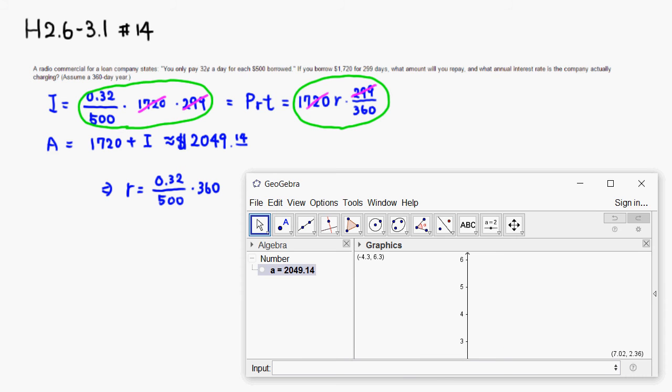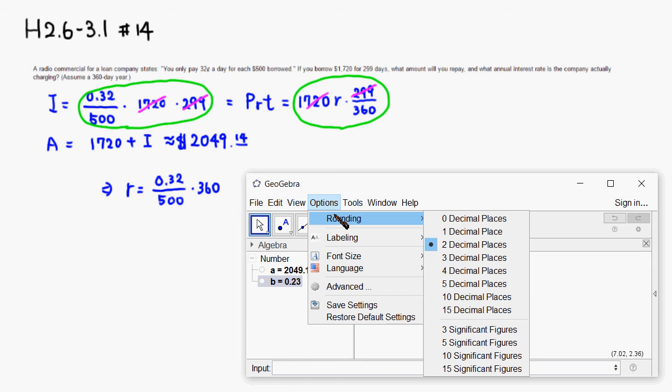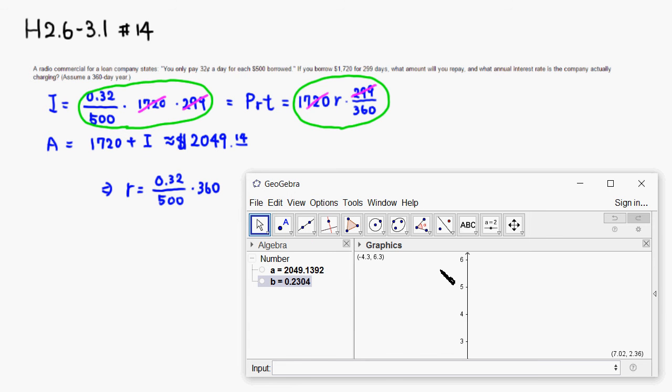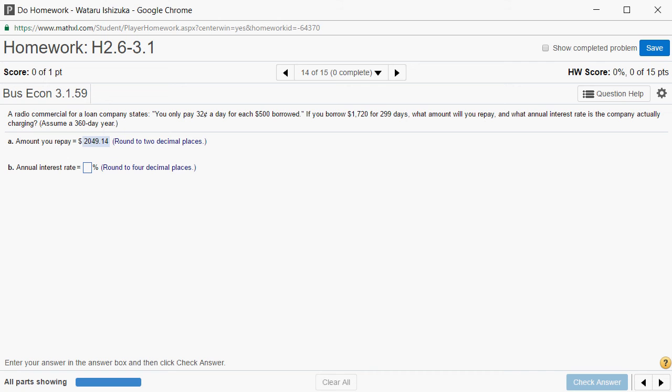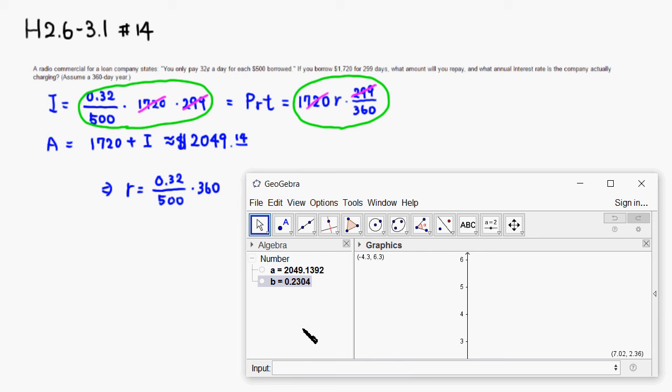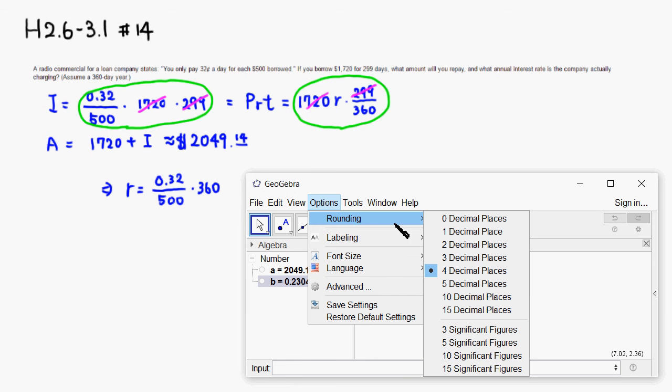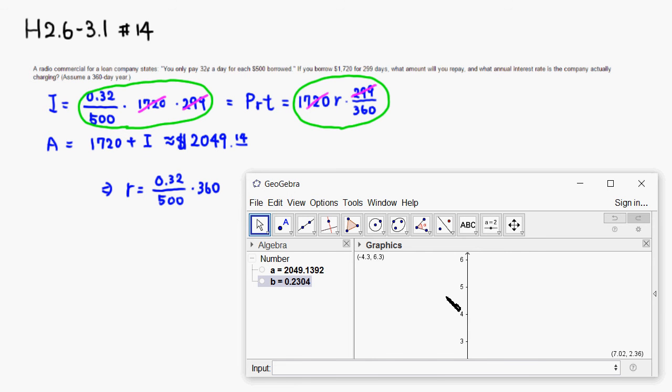So I'm gonna bring up GeoGebra. You have 0.32 divided by 500, then multiply by 360. Then I have to go to options, rounding, and 4 decimal places. They're looking for a percent, so since they are looking for a percentage rate, we would have to multiply by 100. We have to see actually 6 decimal places.